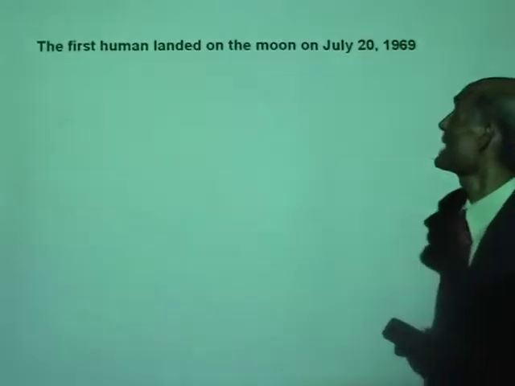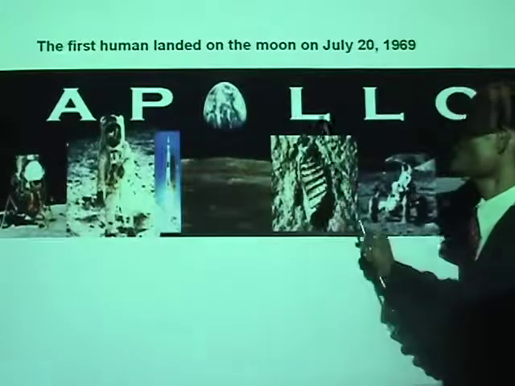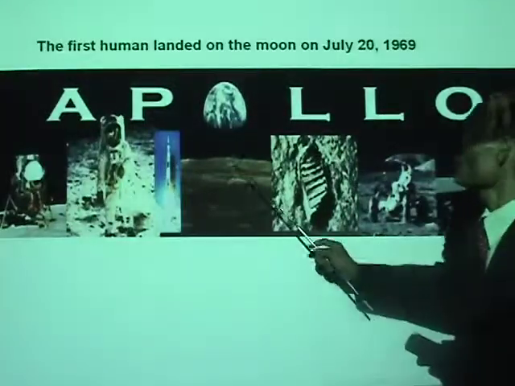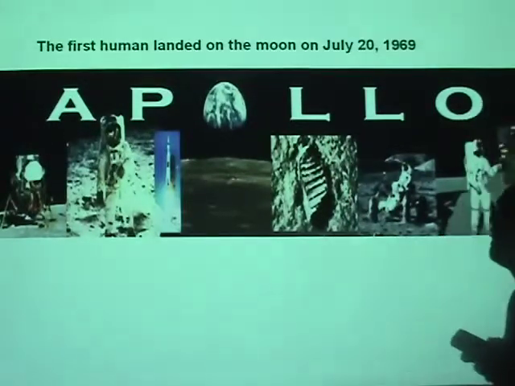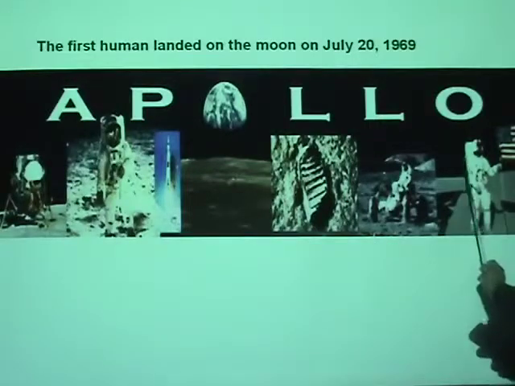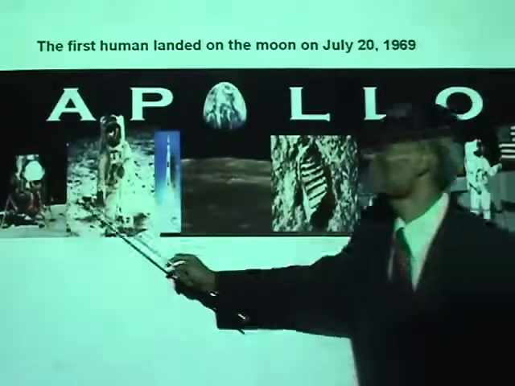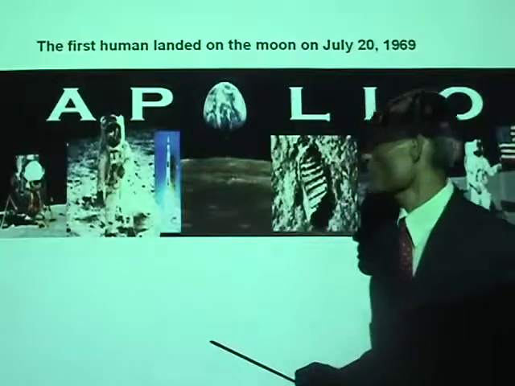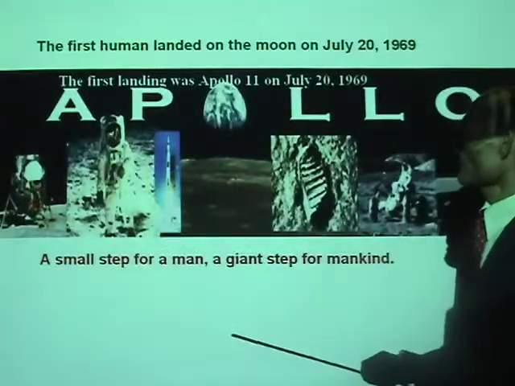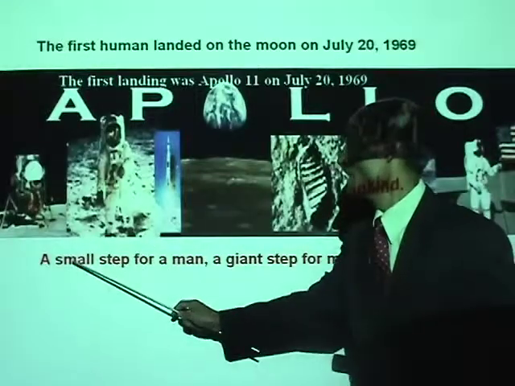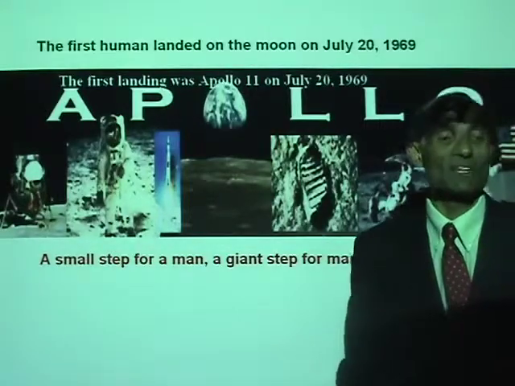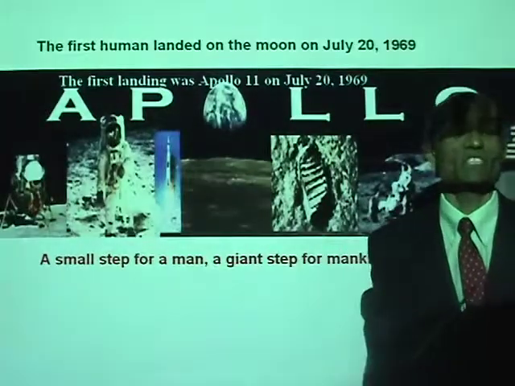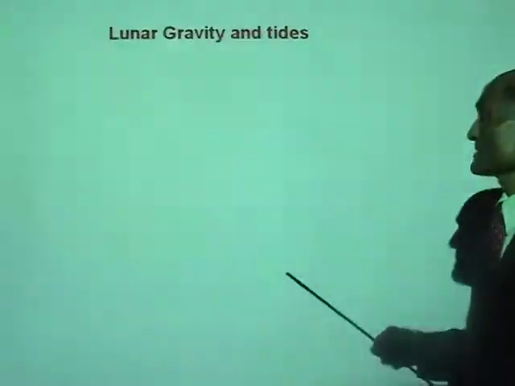The first human landed on the moon on July 20th, 1969. And you are familiar with this picture, is that right? Apollo 11. And you see the footprints of Neil Armstrong, and you see our American flag. This is the lunar module, and so on. And what did Neil Armstrong say? A small step for a man, a giant leap for mankind. That has been a great leap in scientific exploration of space.